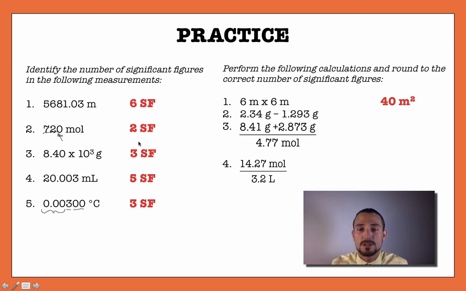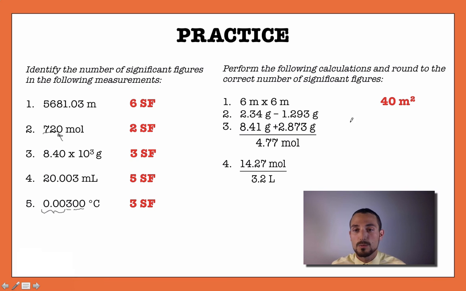Now in our calculations, the first answer is going to be 40 meters squared. So if you do this in your calculator, you get 36. But if you notice, both of your numbers have only 1 significant figure. So your answer must be rounded to 1 significant figure.